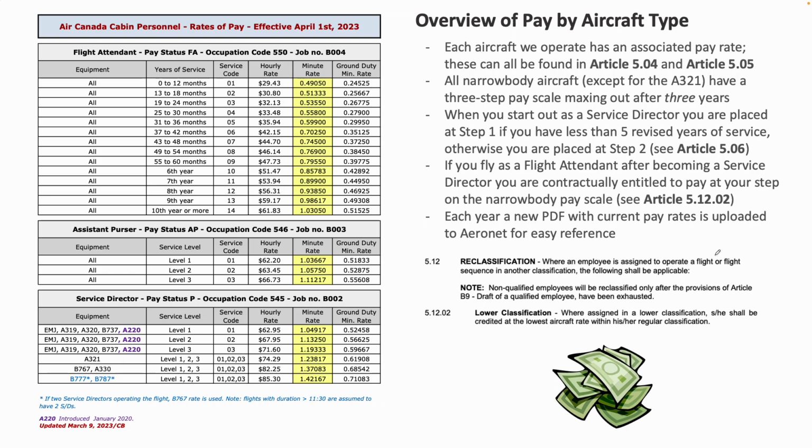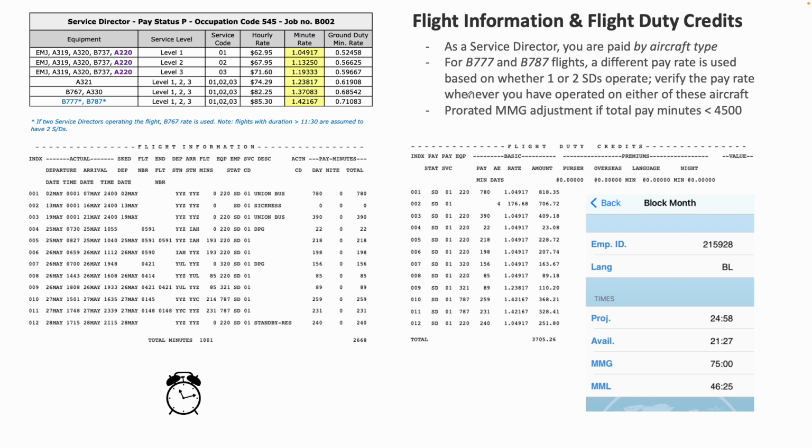Every year, a new PDF with the current pay rates is uploaded to Aeronet for easy reference. The only thing that changes at the very top is essentially the year. So for this particular video, I have the pay scale that was in effect April 1st, 2023, just because some of the examples we'll look into involve pay as of 2023. Again, as mentioned, as a service director, we are paid based on aircraft type.